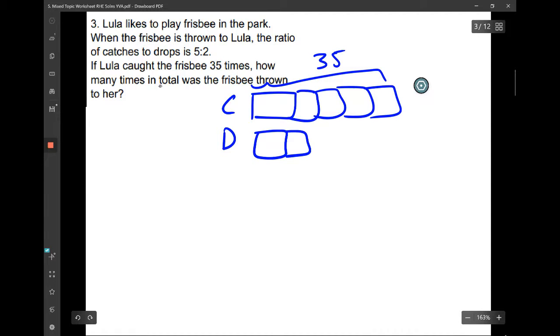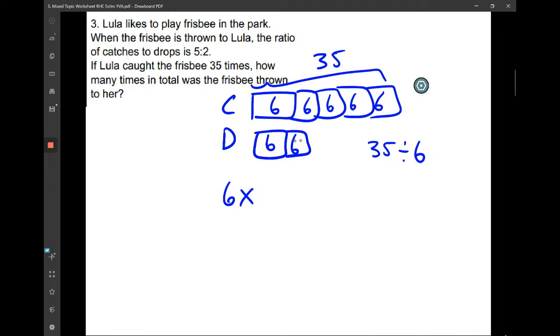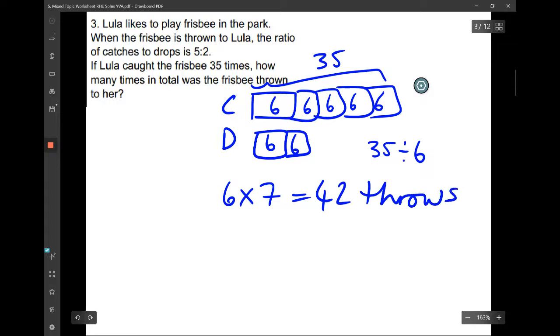How many times in total was the frisbee thrown? Well, if this represents 35, then each of these have to be split equally. So 35 divided by 5 is going to give me 6. And that means all of these represent 6 throws. And in total, I have 6 times 7, because I've got 7 boxes here. So 6 times 7 is 42 throws. Yay!